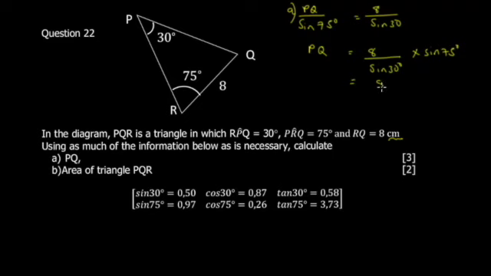So you get 8 over sine 30, it's 0.5, multiplied by sine 75. Sine 75 we're given, it's this one, so 0.97. Then here, this one divided by this. If you want, you can multiply top and bottom by 10. So you get 80 over 5, you get 16. If you want, you can just say divide by 0.5 means multiply by 2. So you get 16 multiplied by 0.97.